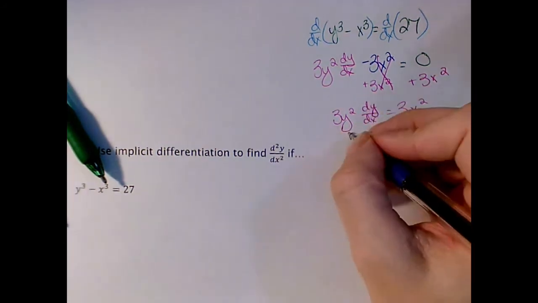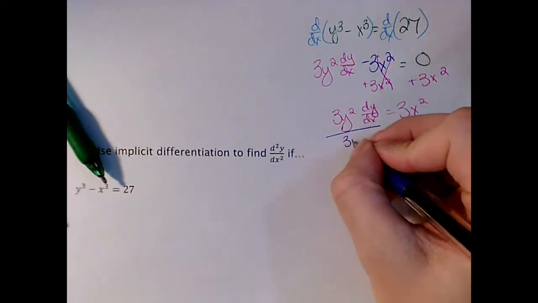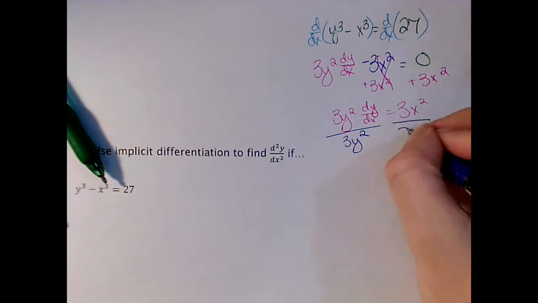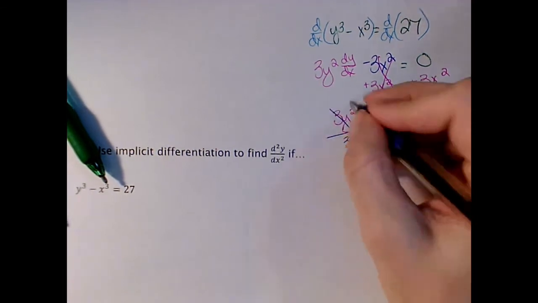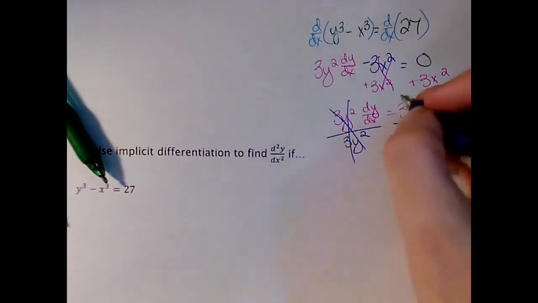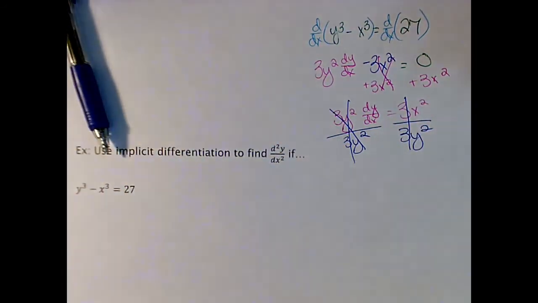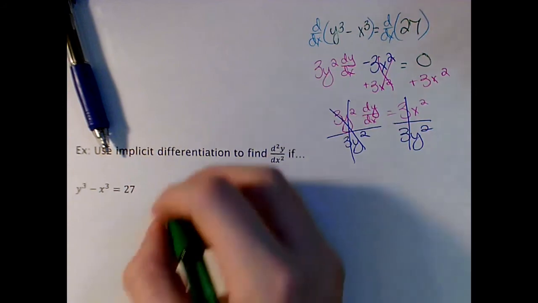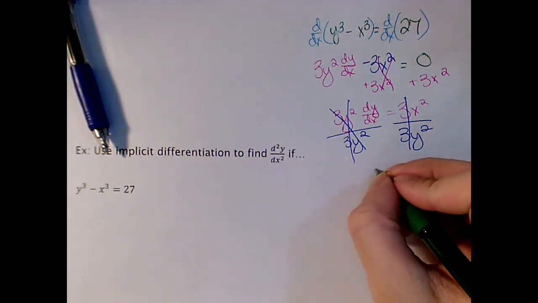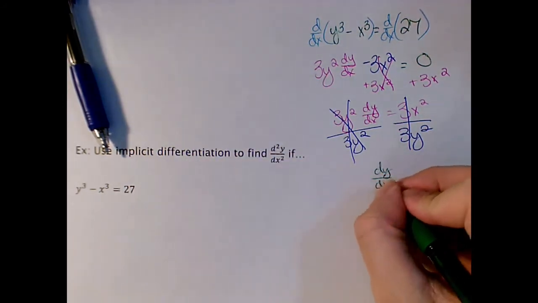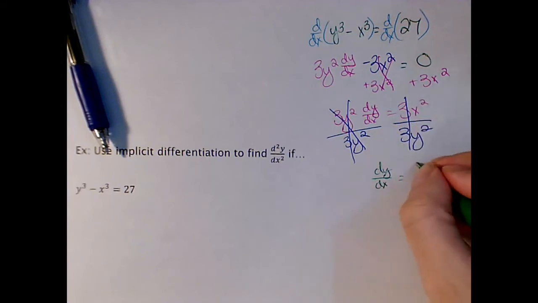Is dy/dx all by itself now? Nope. Let's divide both sides by 3y squared. Oh, look at that. When I divide that by 3y squared, that goes away. And look at these 3's. They go away too. God is good. So dy/dx is equal to just x squared over y squared. That's not bad.